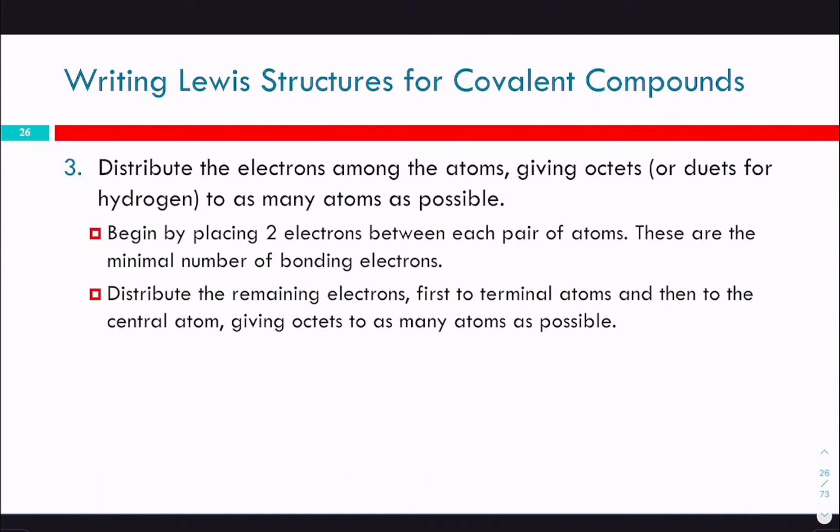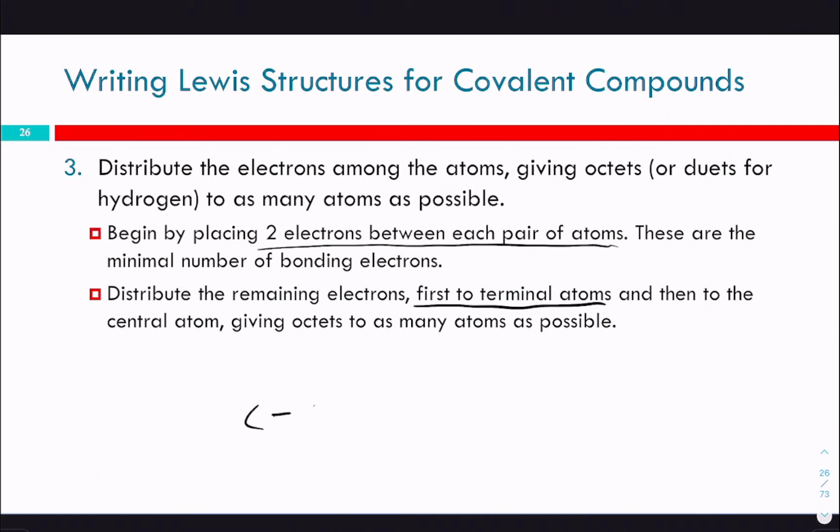So begin by placing 2 electrons between each pair of atoms, which would be the minimum number of bonding electrons. I was thinking of that as a step all its own. And then you want to distribute the remaining electrons first to terminal atoms, and then to the central atom, giving octets to as many atoms as possible.